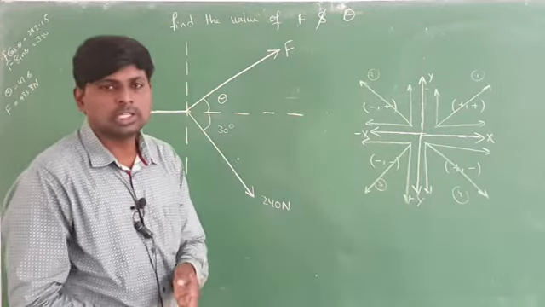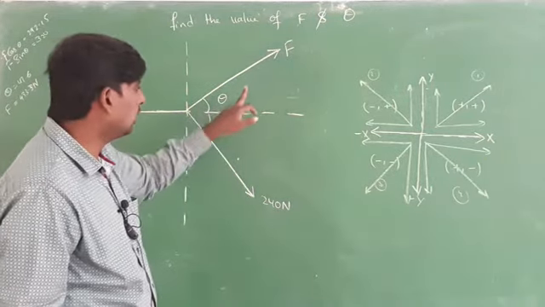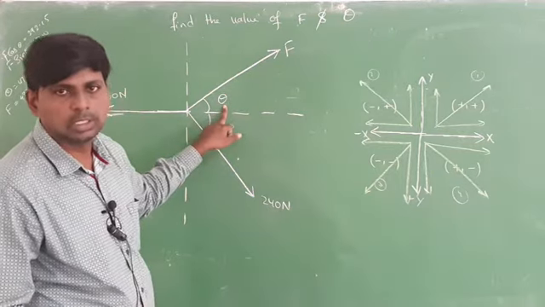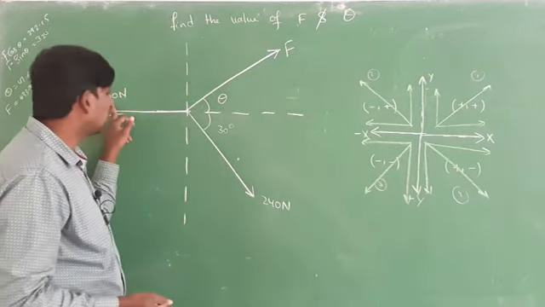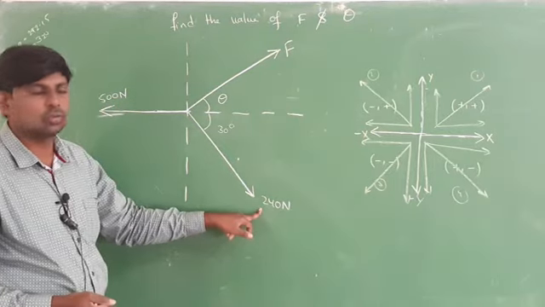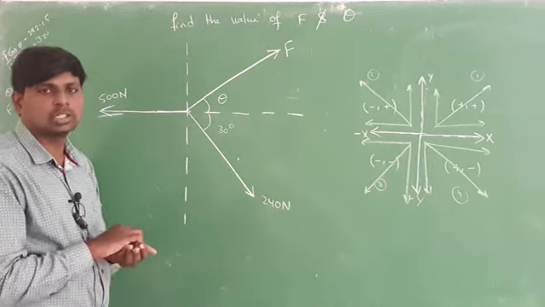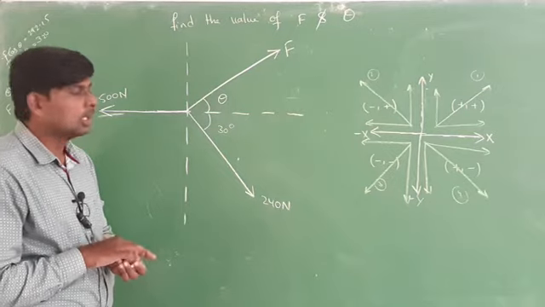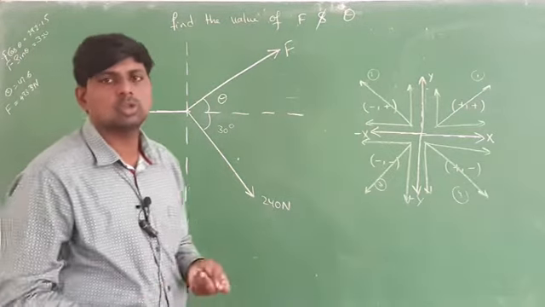First we will count how many forces are there. Here one force is there, you don't know the value of theta here, and here one force is there, 500 Newton, and here one force is there, 240 Newton. Angle is 30 degree. What you have to do, you have to resolve this one.